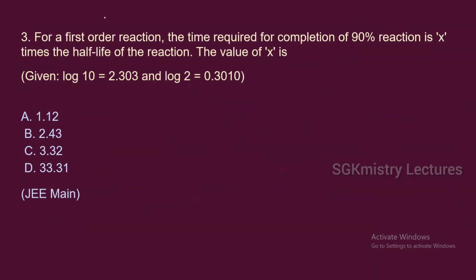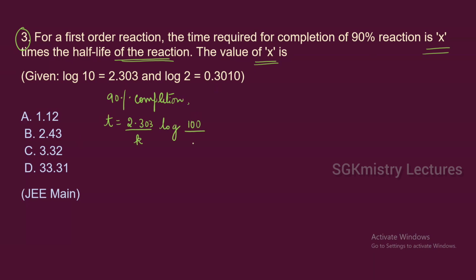So coming on to question number 3. For a first order reaction, the time required for completion of 90% reaction is X times the half-life of the reaction. You need to find the value of X. So for 90% completion, again it is mentioned that it is a first order reaction. So time is equal to 2.303 by K log of, so again 90% completion. So A is 100, 90% has been completed. So how much is remaining? 10 is remaining.